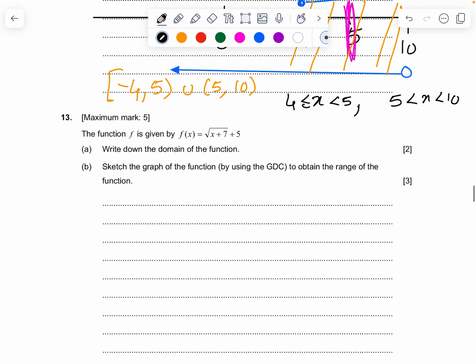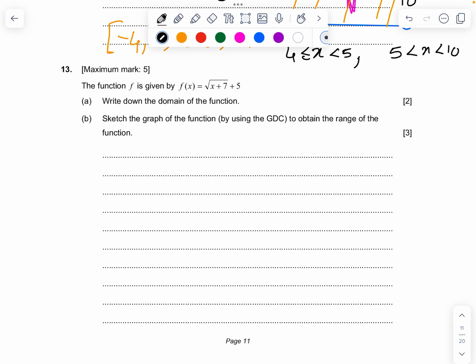Then question number 13. The function f is given by this one. Write down the domain. Square root of x plus 7, plus 5. So we know that the square root of a negative number is not possible. It should be a positive number. So x is greater than or equal to negative 7.